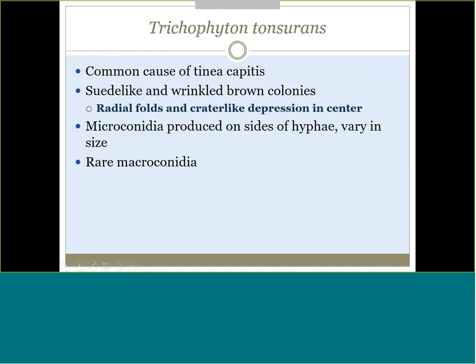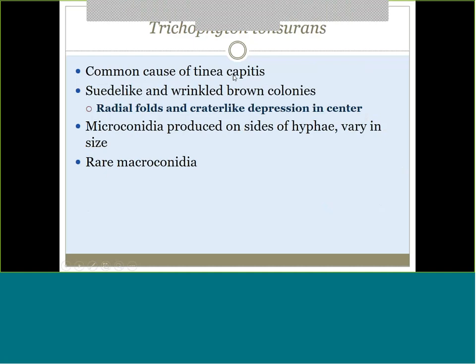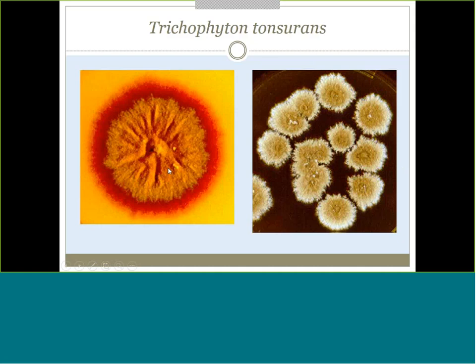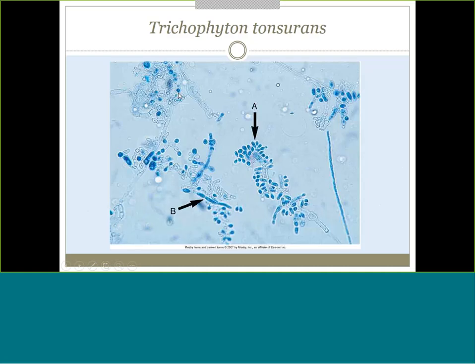Trichophyton tonsurans causes tinea capitis, which is on the head. This will have a very unique look on the colony morphology as well, in that it has radial folds and a crater-like depression in the center of the colony. There you're seeing the radial folds, and you see in the center it's got that depression. And you can see overall how it looks on the right.